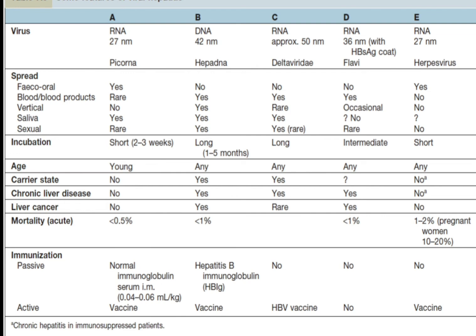Mortality: acute hepatitis A is less than 0.5%, hepatitis B is less than 1%, hepatitis D is less than 1%, and hepatitis E is 1 to 2%, and in pregnant women it is 10 to 20%.